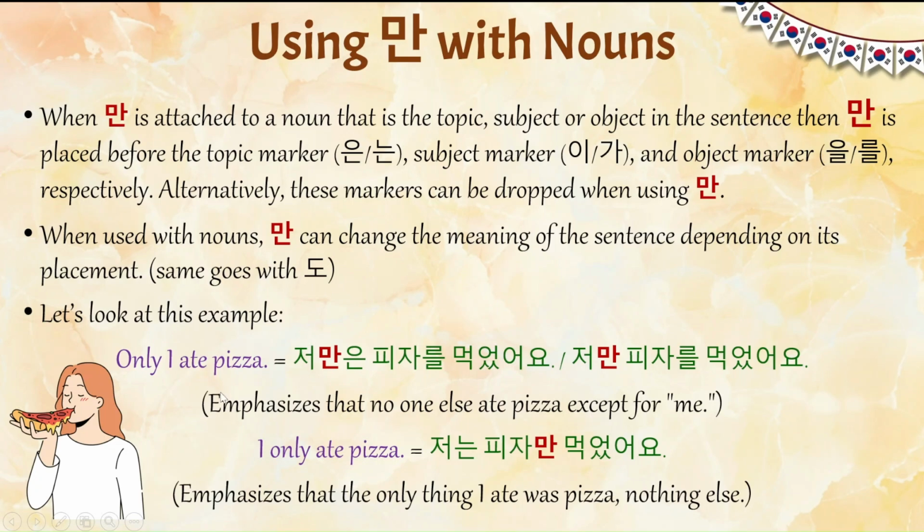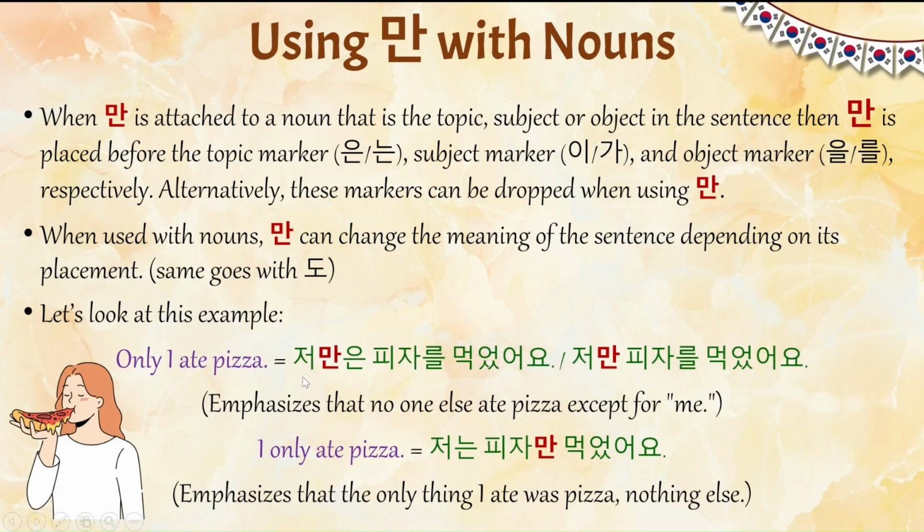Now, here in this sentence, the person who is saying the sentence is emphasizing that no one else ate pizza except for me. Okay, only I ate pizza and no one else. So, by keeping this in mind, you have to frame the sentence in Korean. We have seen only is coming in this English sentence, so you have to use the particle man. So you have to say only I. So I in Korean is 저는, right?